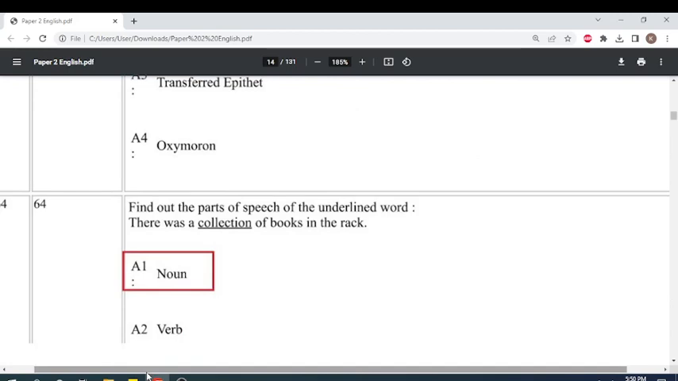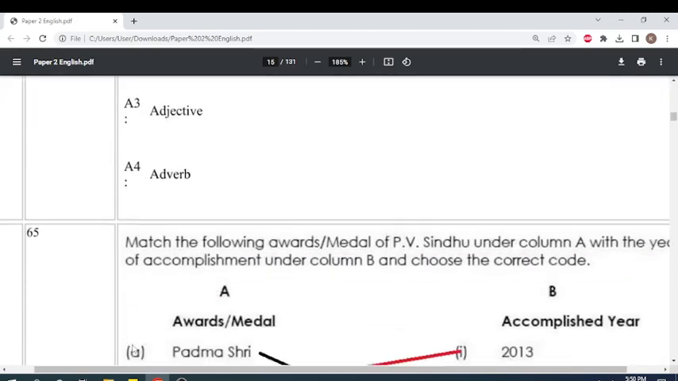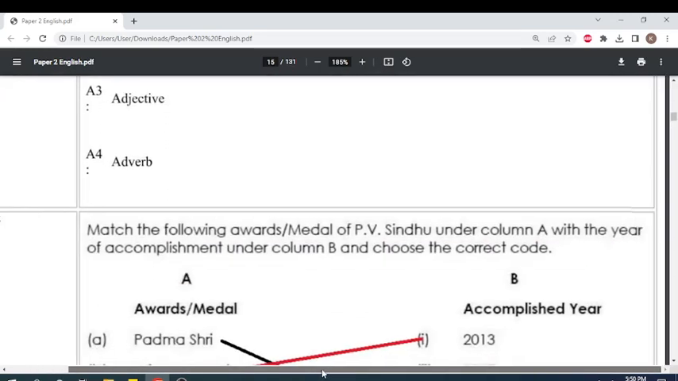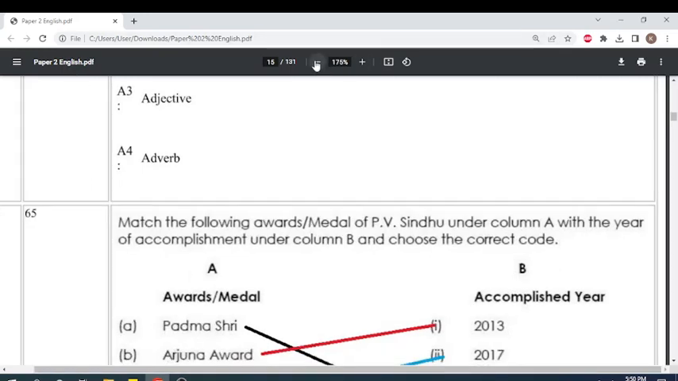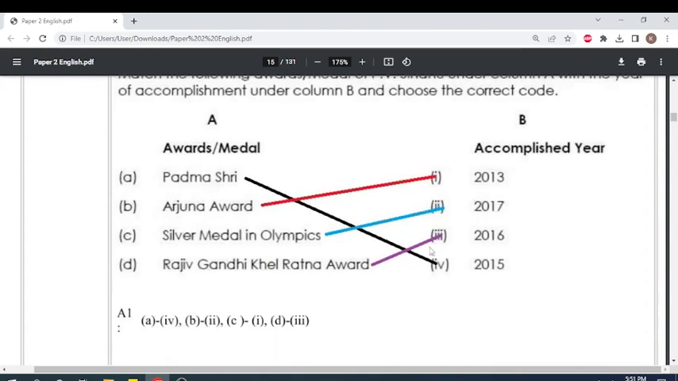64. Find out the part of speech of the underlined word. There was a collection of books in the rack. Answer A1, noun. 65. Match the following awards or medals of P.V. Sindhu under column A with the year of achievement under column B and choose the correct code. A. Awards or medal. B. Accomplished year. Padma Shri 2015. Arjuna Award 2013. Silver medal in Olympics 2017. Rajiv Gandhi Khel Ratna Award 2016.